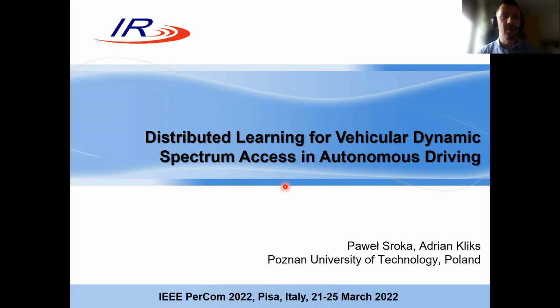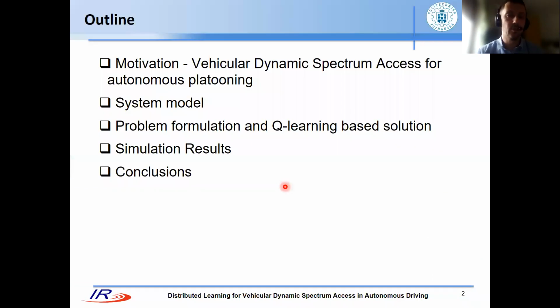So the plan of my talk is as follows. I will start with a short introduction to the motivation of our work. I will explain the idea of vehicular dynamic spectrum access and its use for autonomous platooning. Then I will go to the description of the system model considered in this work, and I will outline the problem formulation, the mathematical description of the problem, and the details of the applied Q-learning solution. Later on, I will go to the simulation results section, where I'll present the comparison of the proposed Q-learning solutions with some conventional approaches, and I will end my talk with conclusions.